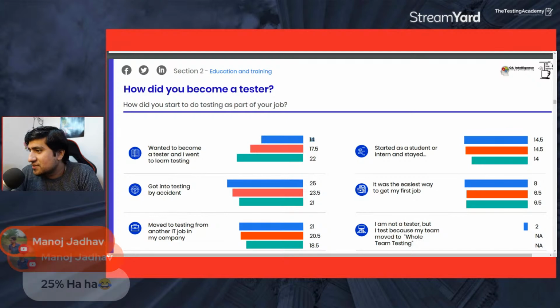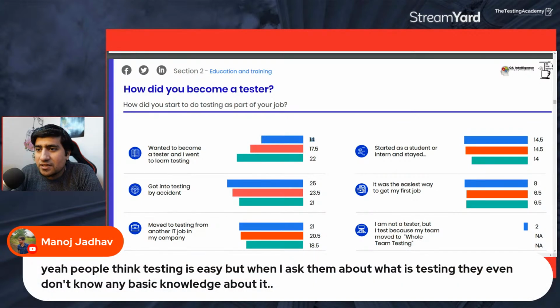So Manu is saying, yeah, people think testing is easy, but when I ask them about testing, they don't even know the basic knowledge. Of course, nothing is easy, Manoj. When you start your career in software testing, you know that we have to own the quality, we have to find bugs, we have to follow a proper procedure. If you are into automation, you have to write code and automate things, right? So that's not an easy task.